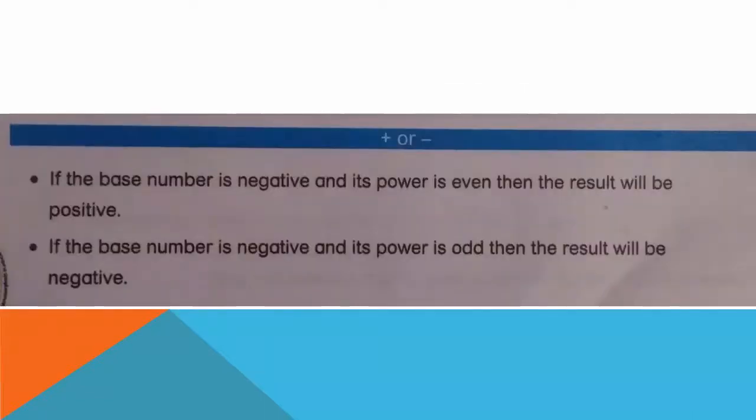Now, plus or minus. If the base number is negative and its power is even, then the result will be positive. So minus 2 to the power 2, the resultant will be positive. Minus 2 to the power 4, the resultant will be positive. But if it is odd, that means minus 2 to the power 3, the resultant will be negative. The second point is, if the base number is negative and its power is odd, then the result will be negative. Simple thing.